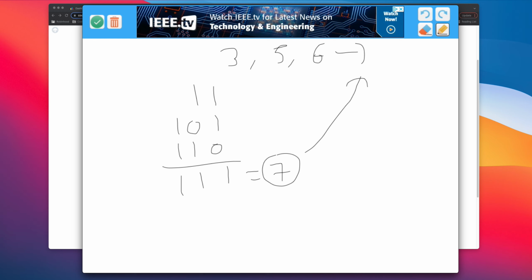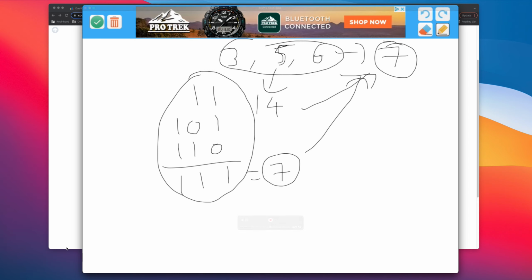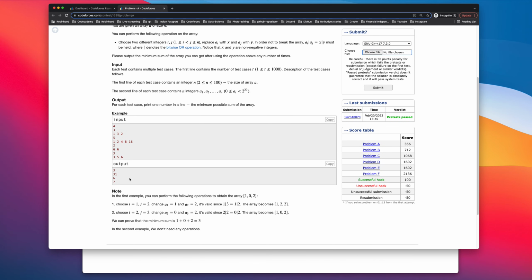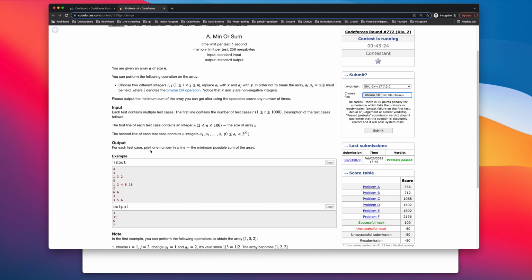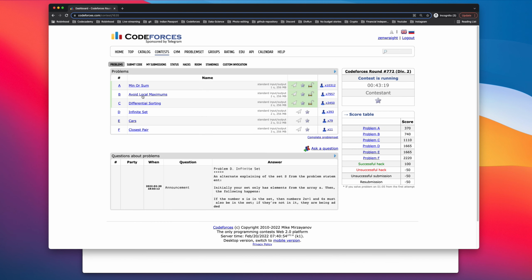So you can see that 7 is the minimum possible value that we can reach for this array, no matter what operations you apply. Obviously the sum right now is 5 plus 6 plus 3, which is 14, but we can minimize this to 7, and you cannot go anywhere below 7, because these are the minimum bits set using this whole array. So the answer to this problem was just taking the OR of all the elements. I will share the code of this problem in the description below. Moving on to problem B.